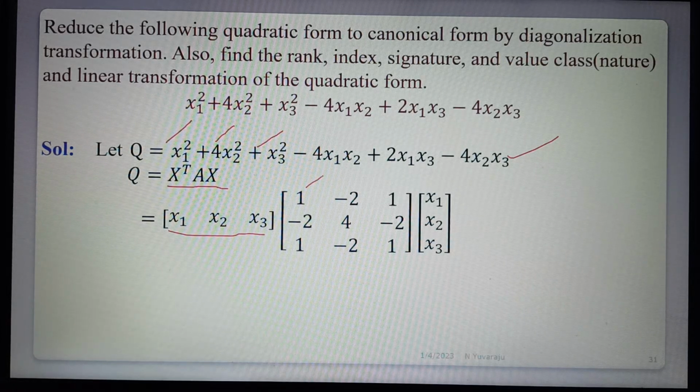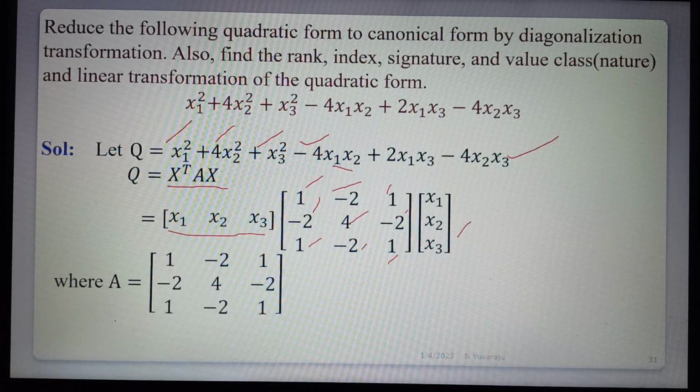That is the diagonal elements 1, 4, 1. Next, the x1 x2 coefficient is minus 4, and half of that is minus 2. Next, the x1 x3 coefficient is 2, half of that is 1. Next, the x2 x3 coefficient is minus 4, half of that is minus 2. So therefore the coefficient matrix A is equal to [1, minus 2, 1; minus 2, 4, minus 2; 1, minus 2, 1].